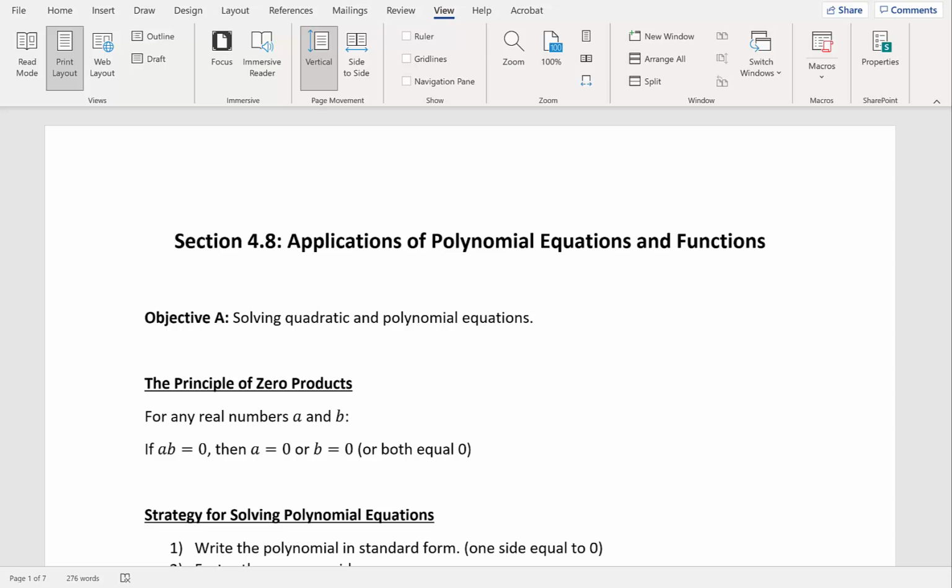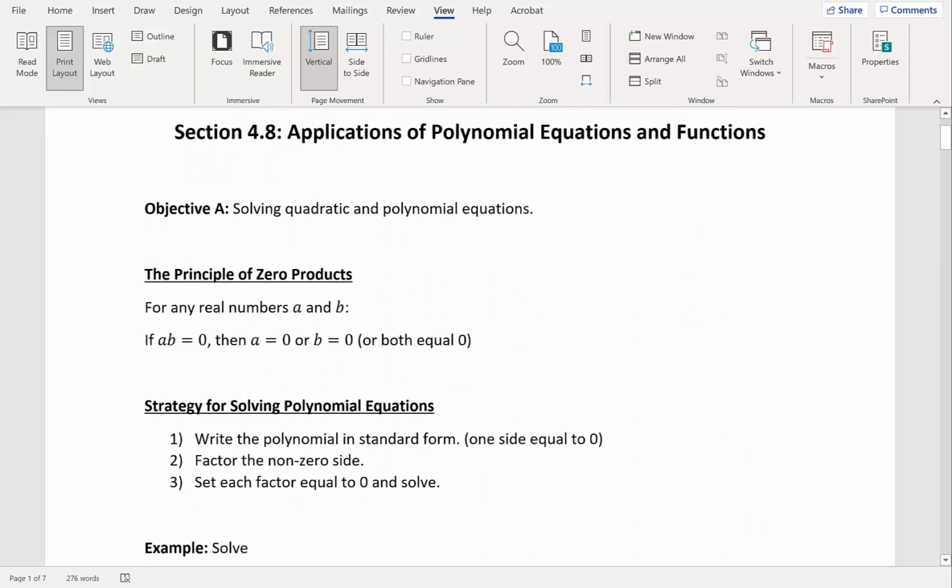Now, what this states is for any real numbers a and b, if ab is equal to 0, then either a is equal to 0 or b is equal to 0, or both are equal to 0. So if you're multiplying two numbers and your result is 0, that means one of those numbers has to be 0, or both of them have to be 0.